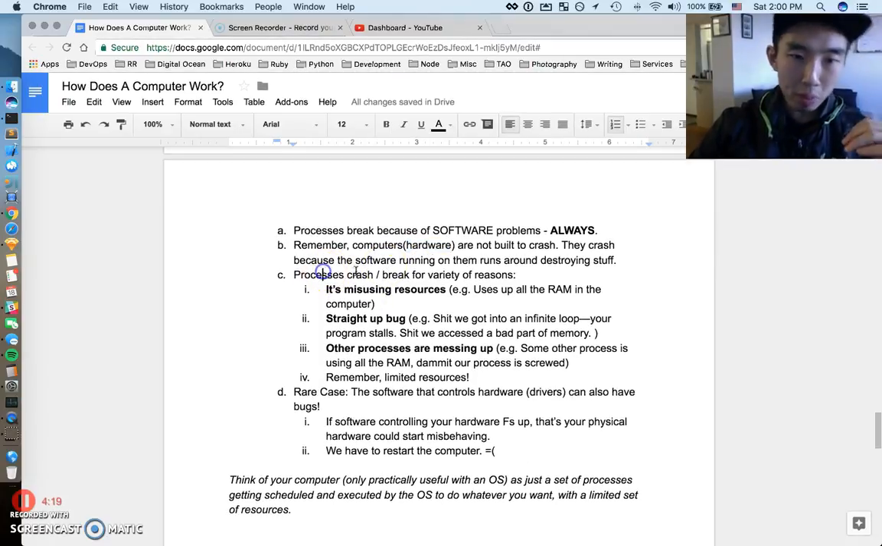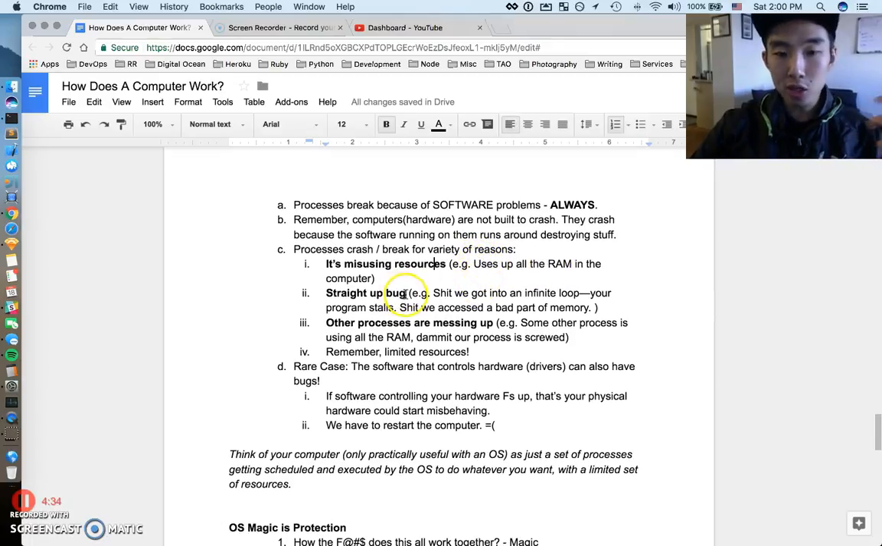Processes can break for a variety of reasons. It could be misusing resources, like if a process is using way too much memory in the computer, it could just end up not working if it uses way too much RAM. It could be a straight up software bug. You could have written a software bug that just is not good, right?